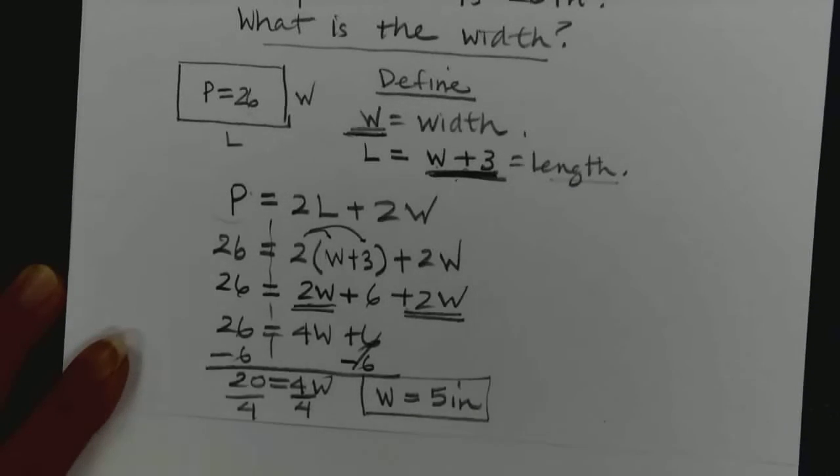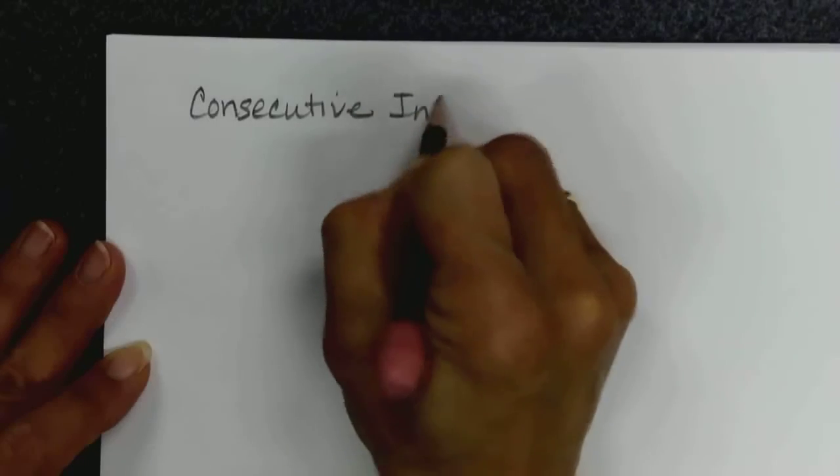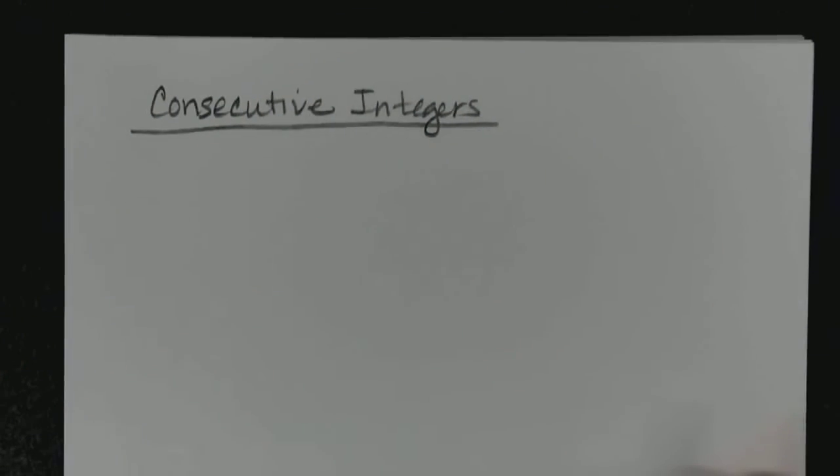So what do you think of these perimeter problems? Pretty easy? Okay, the next type is called the consecutive integers. Do you see why we did the other one first? These are a little easier, I believe. All right, so the next type is consecutive integers. And you're going to find these really easy too, okay?